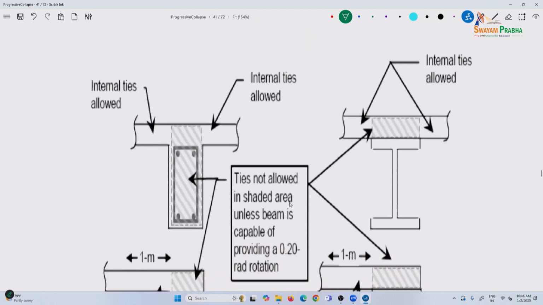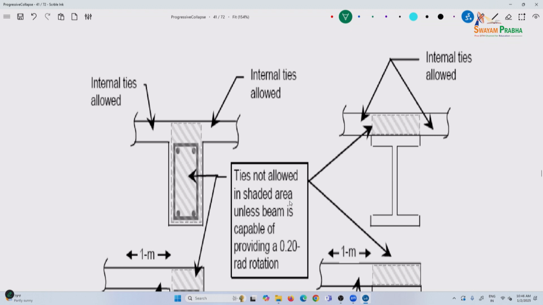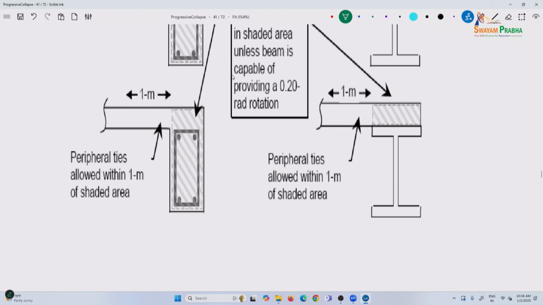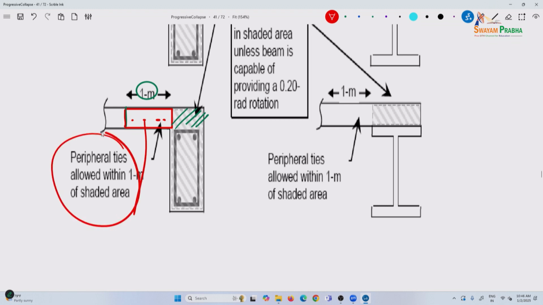Again this is a schematic, ties are not allowed in the shaded area. This is a beam, all this area no ties are allowed. Again also on top of here. So, 3 feet or 1 meter, you tend to provide your ties in this region, all peripheral ties in this region. So, you may have reinforcement like this. So, peripheral ties within 3 feet or 1 meter there.